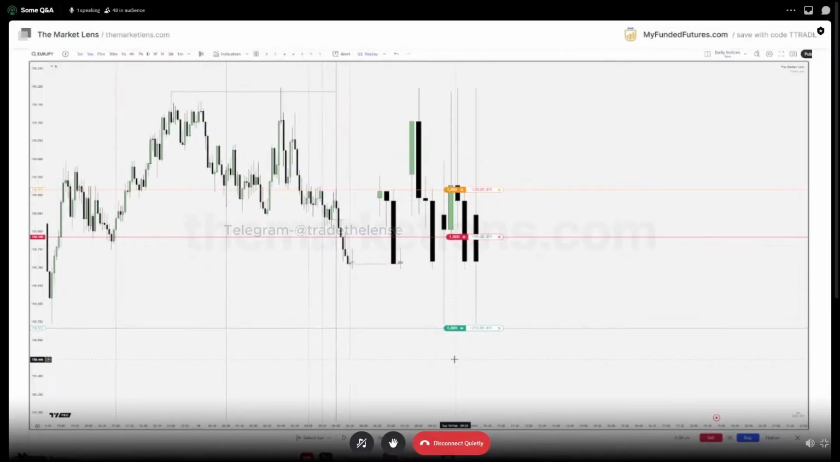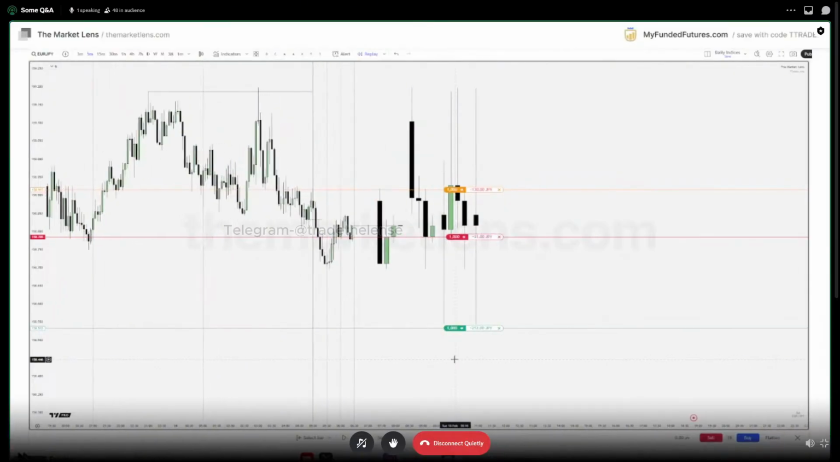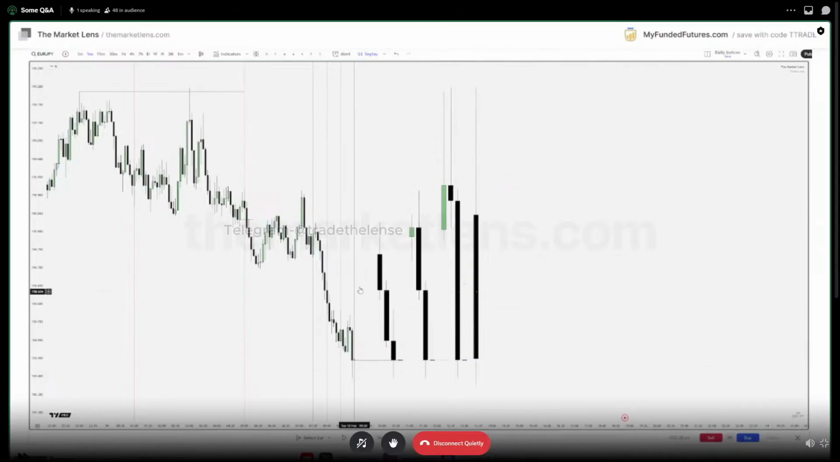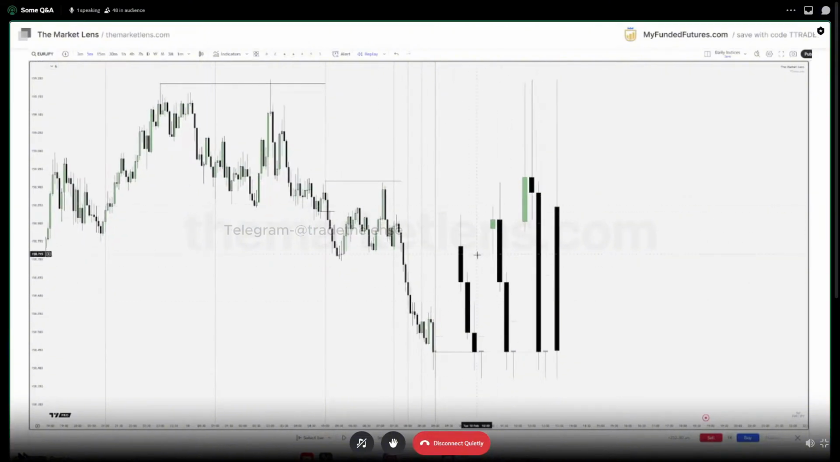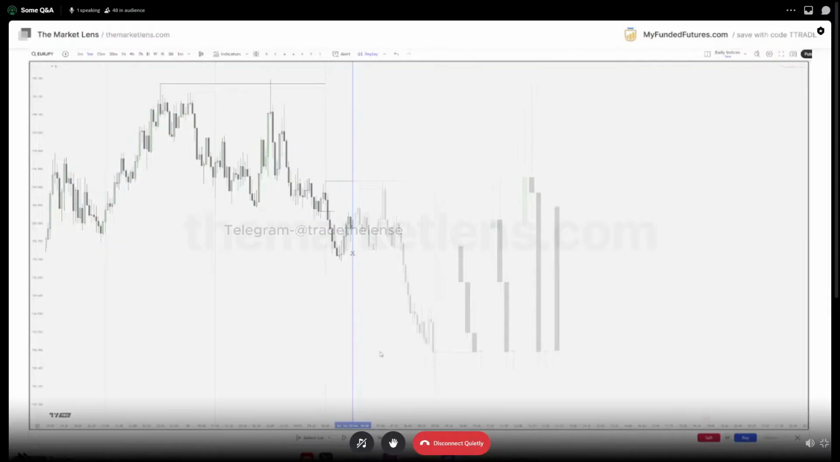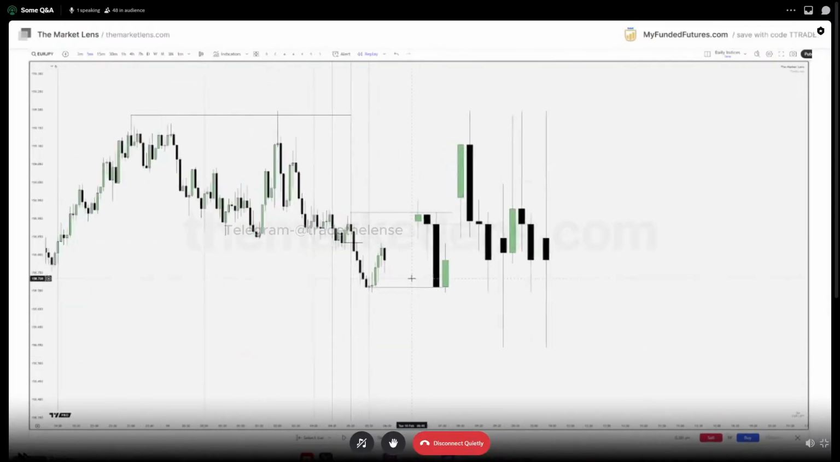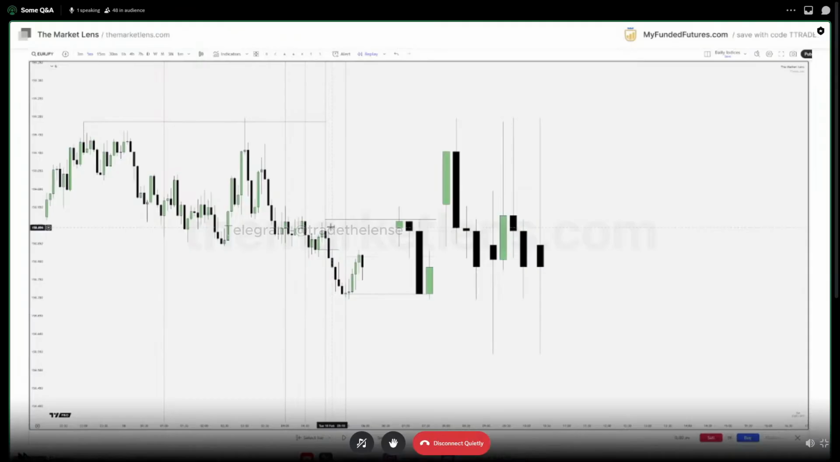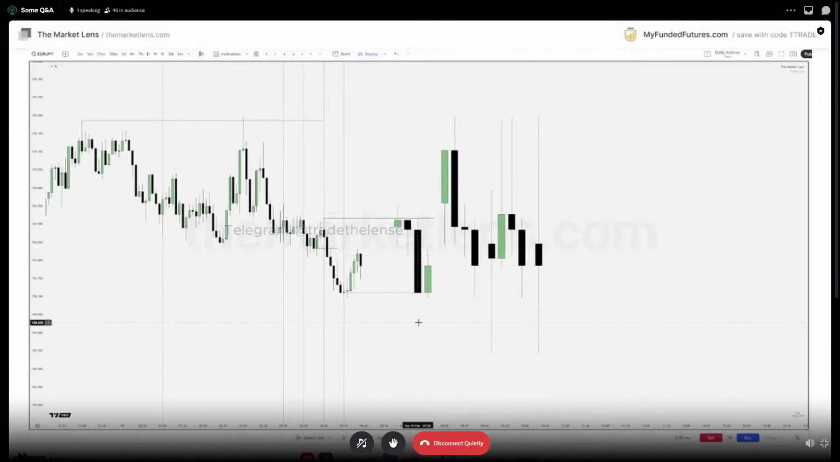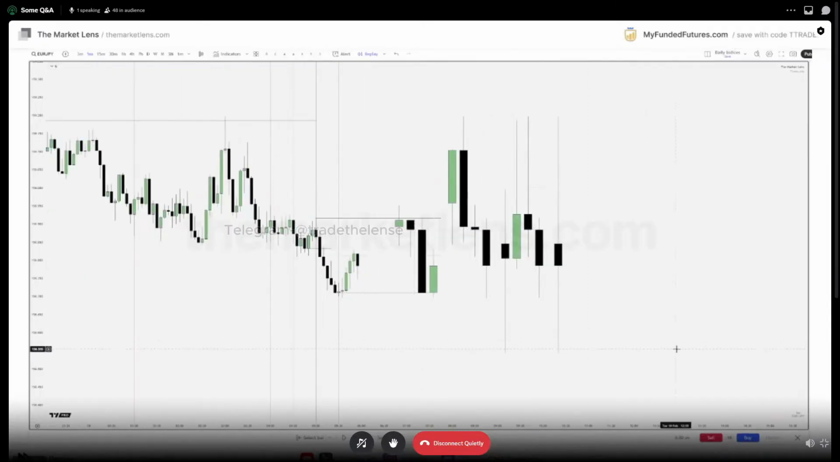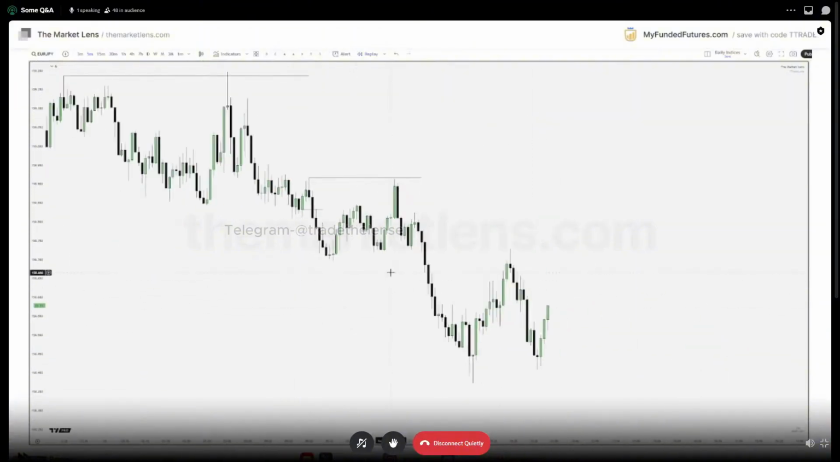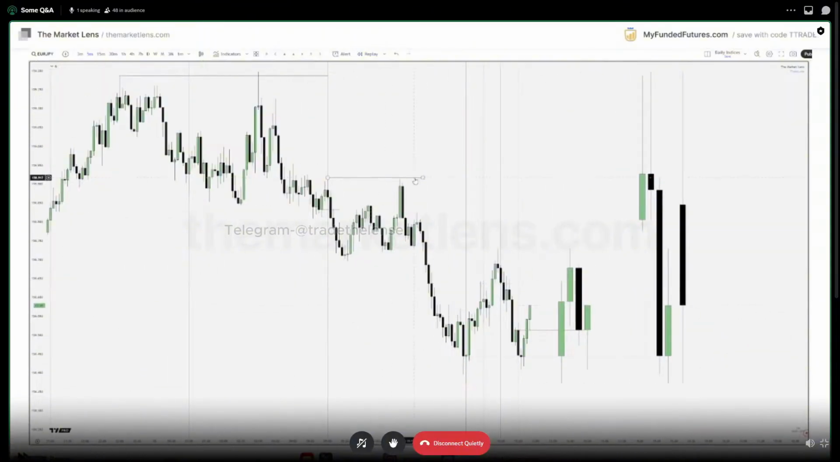Let's see. Oh, nice. Almost stopped us out. But hopefully that made sense. A bit of waiting there, but I just expected this wick to form. But yeah, it works on anything. That's actually a bit sketchy.